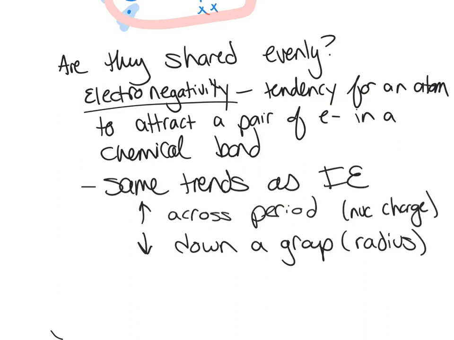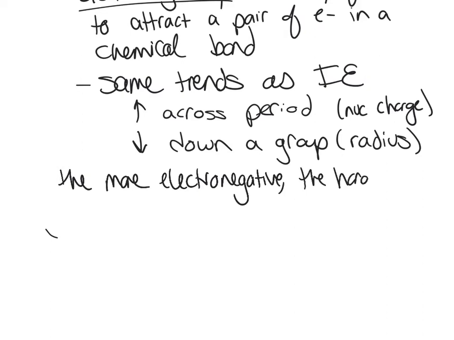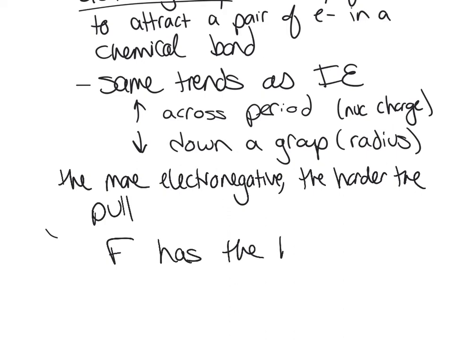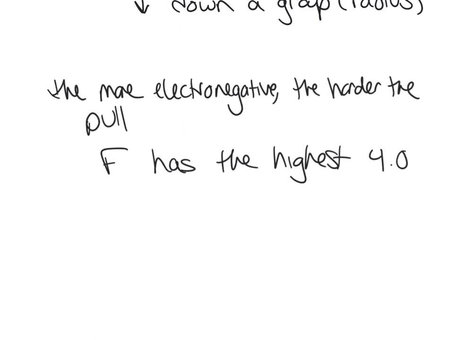So the more electronegative an atom, the harder it pulls on the electrons. Okay, and I'm going to write that down because I think that's pretty important. The more electronegative, the harder the pull. Our highest electronegativity is fluorine, and fluorine's electronegativity is 4.0. And our metals are generally low, like sodium I think is like 0.8 or 0.9. Cesium is like 0.7. So our metals are usually very low. Fluorine is our highest.